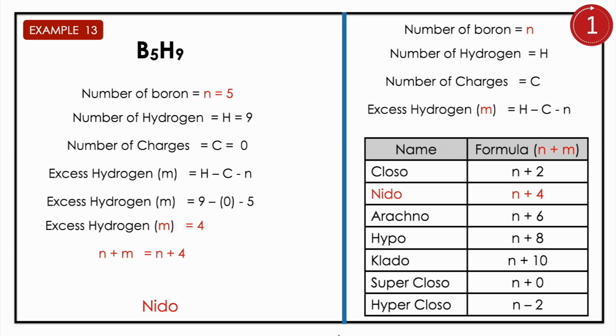Here N is the number of borons, which is 5. Hydrogens are 9, so H is 9. No charges, so C is 0. If you substitute in the formula, H minus C minus N, 9 minus 0 minus 5, which gives M equals 4. M equals 4 means N plus 4 system. From the table, you can clearly see it has nido structure. According to Wade's rule, B5H9 has nido structure.